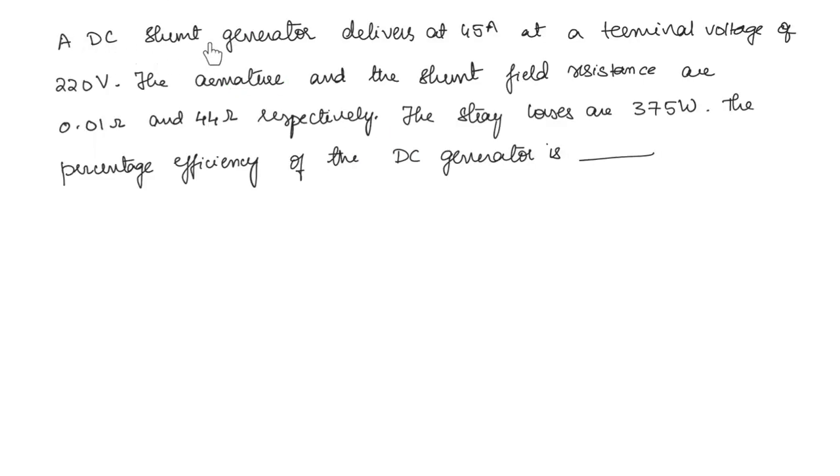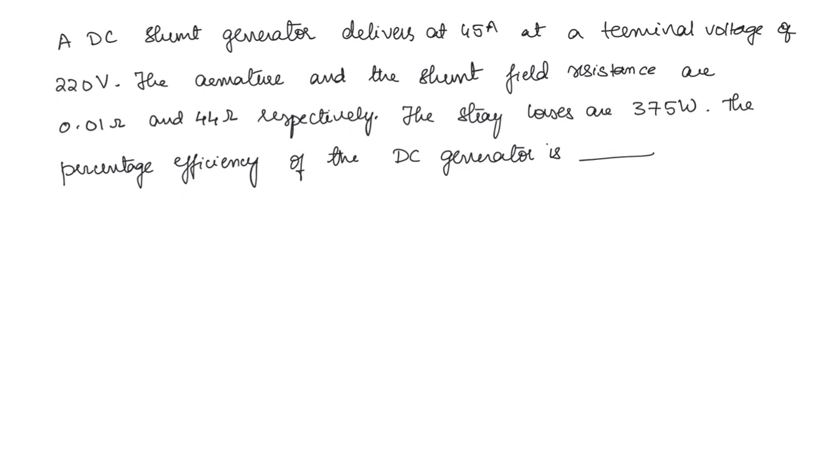A DC shunt generator delivers 45 amperes at a terminal voltage of 220 volt. The armature and the shunt field resistance are 0.01 ohm and 44 ohm respectively. The stray losses are 375 watts. The percentage efficiency of the DC generator is.